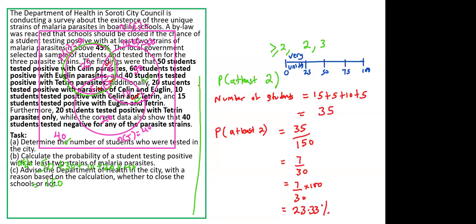The school should not be closed because according to the probability scale, it is very unlikely and the percentage is below 45%. So they should not close.